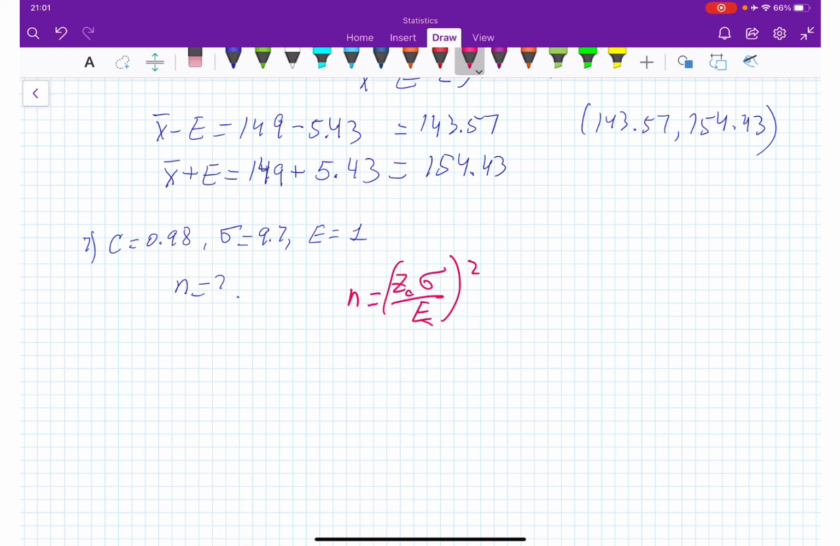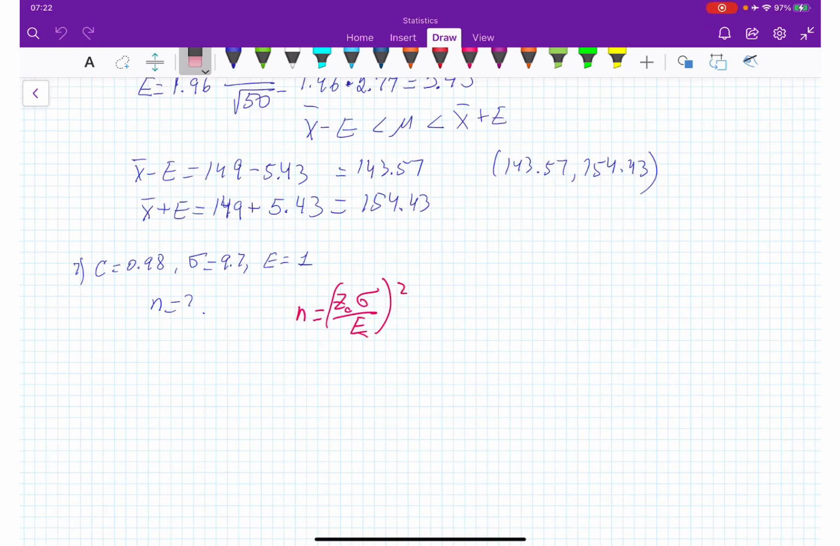Let's solve it. So we need Z critical, correct? We have sigma, which is 9.7. We have a margin of error, which is 1. All we need to find out is Z critical, so we can find the minimum sample size, n.